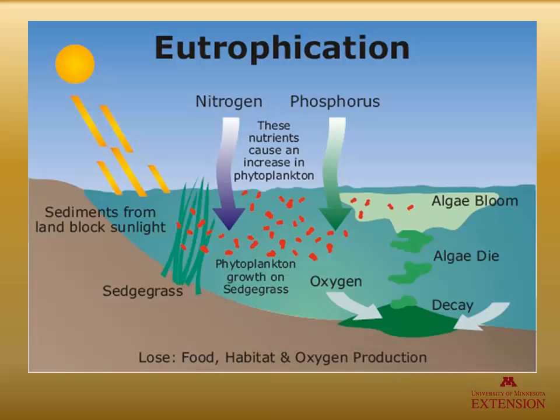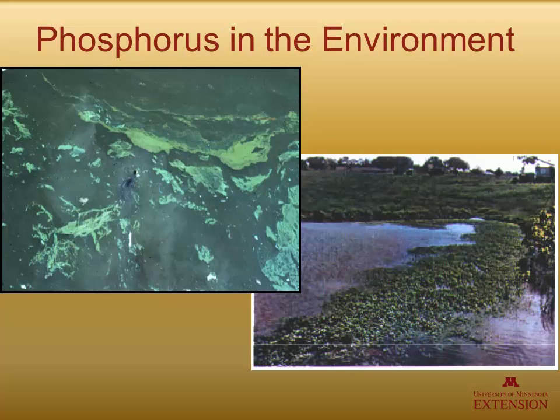Eutrophication. Here is just a slide showing in a visual way the process of eutrophication. We get this excess phosphorus into our system, we get this algae growth, eventually it dies, decays, and causes this oxygen shortage issue. Here are a couple of examples of some algae blooms. I'm sure most everybody has seen one somewhere or another.